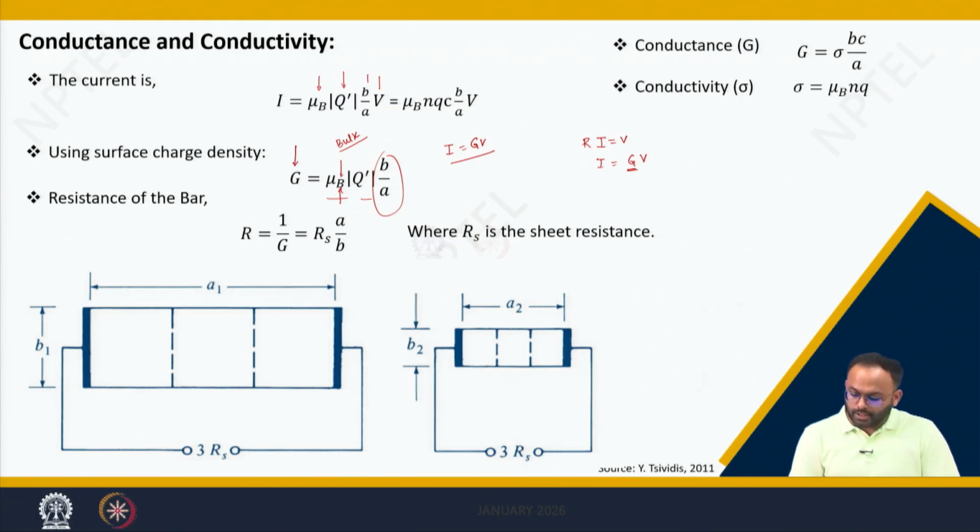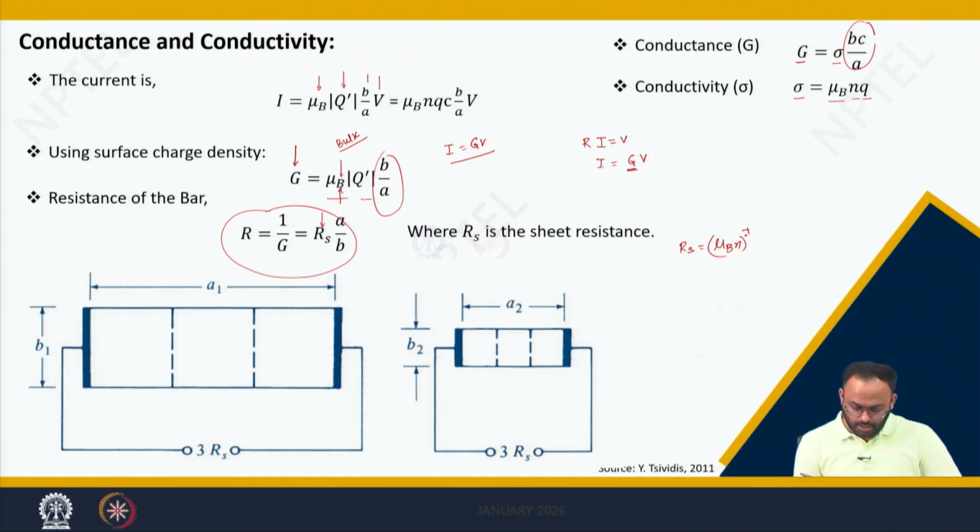Now how can you calculate the conductivity? Conductivity is nothing but G is equal to sigma into Bc by A, and sigma is nothing but mu B into N into Q. So the conductivity of a semiconductor depends on the mobility as well as the electron concentration. The inverse of this conductance will give you what? The resistance, and hence the resistance can be written as 1 over G, which can be written as Rs. So Rs here is mu B into N inverse, right? It is called sheet resistance.